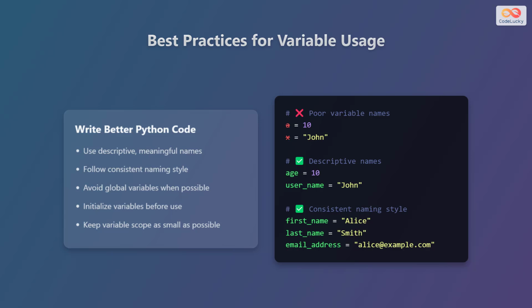Here are some examples. Instead of using poor variable names like a equals 10 and x equals John, use descriptive names like age equals 10 and username equals John. Instead of using inconsistent naming styles, follow a consistent naming style such as first_name equals Alice, last_name equals Smith, and email_address equals alice@example.com.